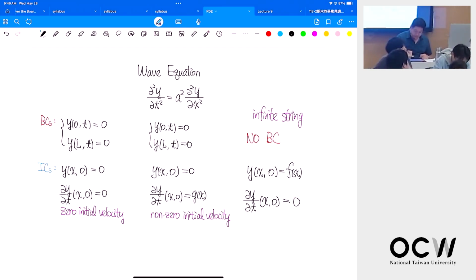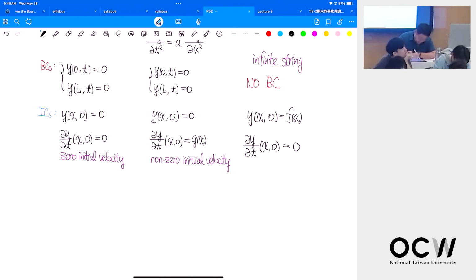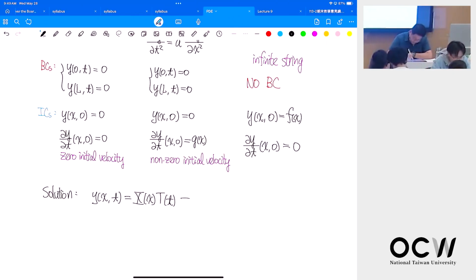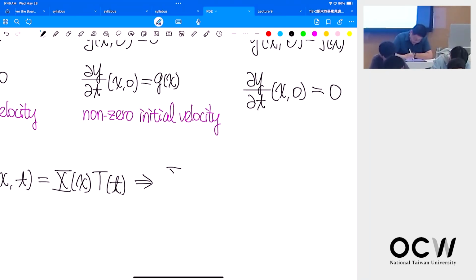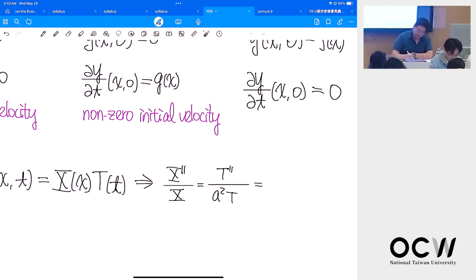So for the overall solution, no matter which type your solution is, also using the separation of variables, we get x times the time t. Bring this back to the differential equation. We have x double prime divided by x equal to t double prime over a squared t. And again, this is the position, this is the time. They are equal until this is a constant.